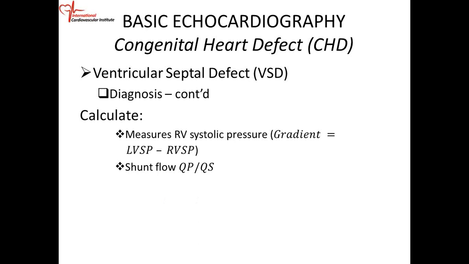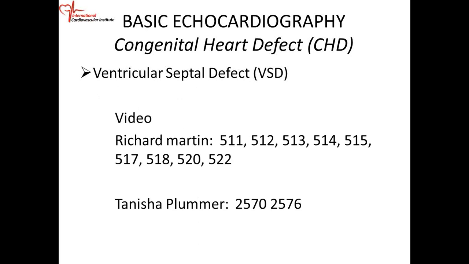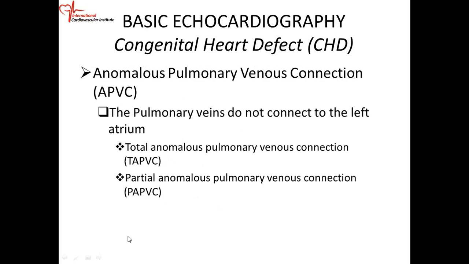And we usually talk about a QP/QS ratio greater than 1.5 to 2. You should intervene around that number. All right. So that is VSD in a nutshell. It's very common, so you need to know how to assess it.